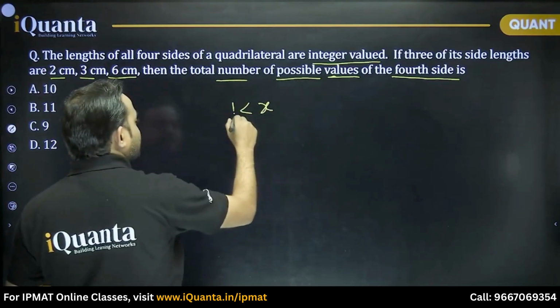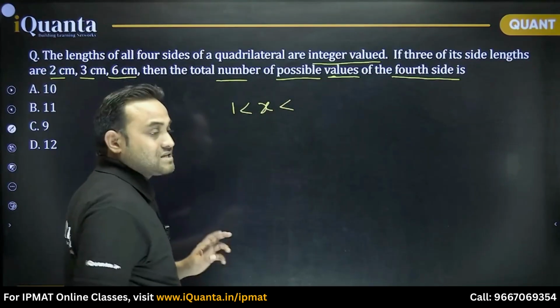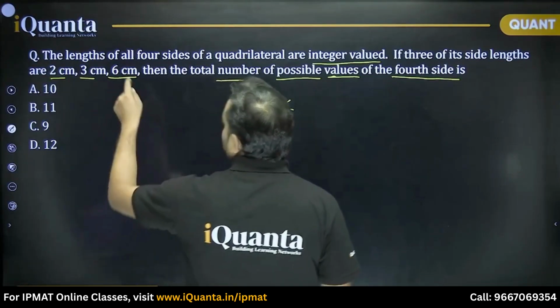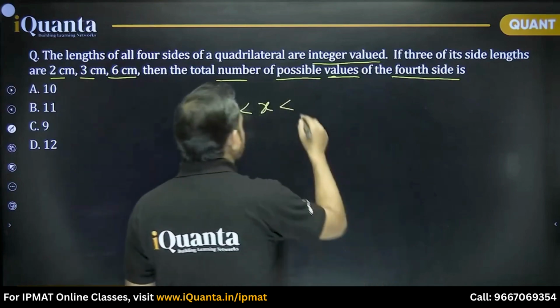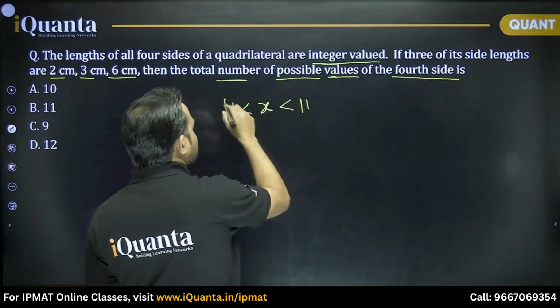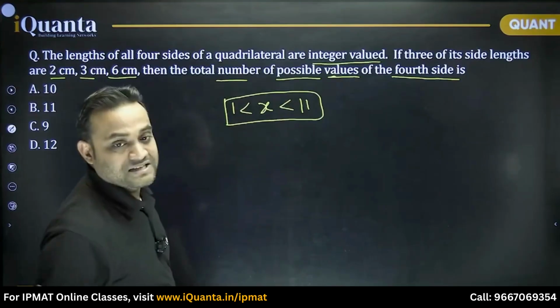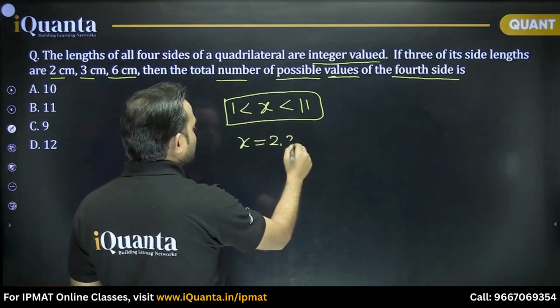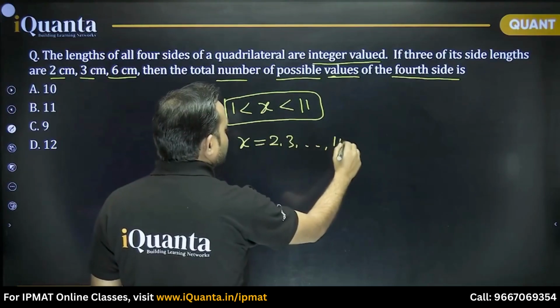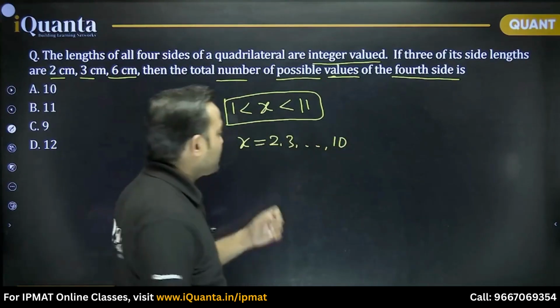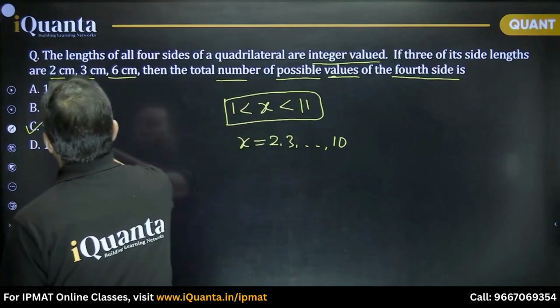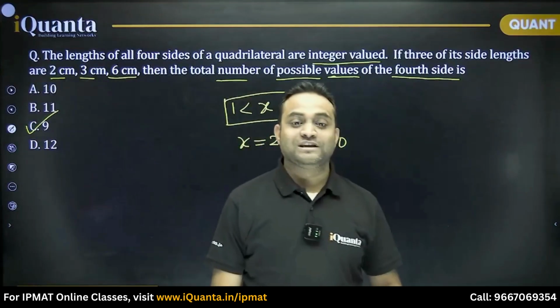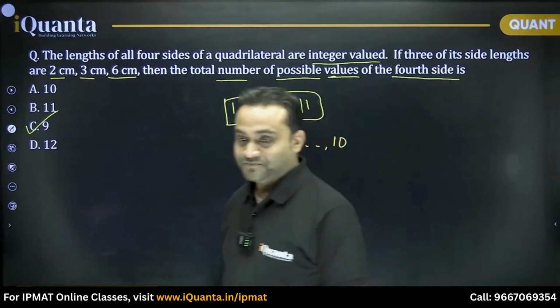So x must be greater than 1 and less than the sum of the rest of the three sides: 6 plus 3 is 9, plus 2 is 11. So the fourth side must be greater than 1 and less than 11. This could be 2, 3, up to 10. How many values are these? A total of 9 values. So our answer is option C.